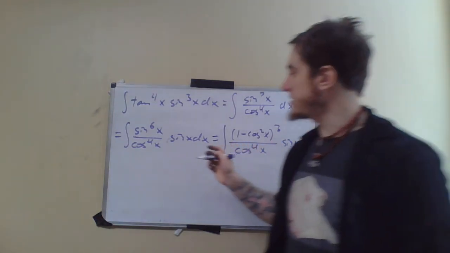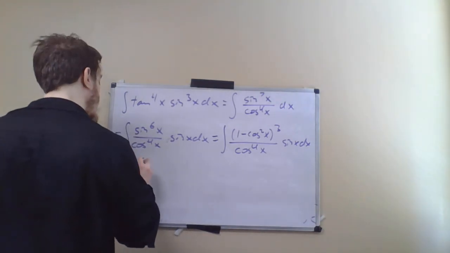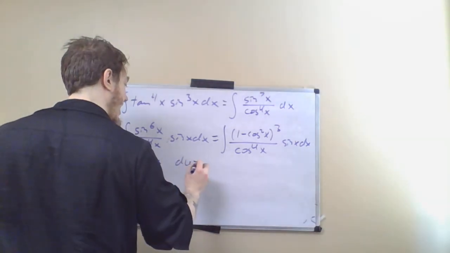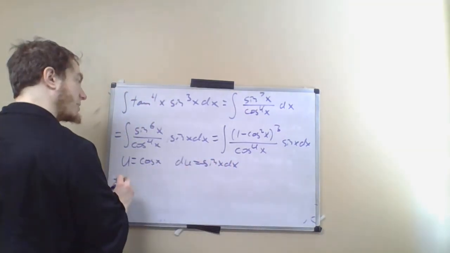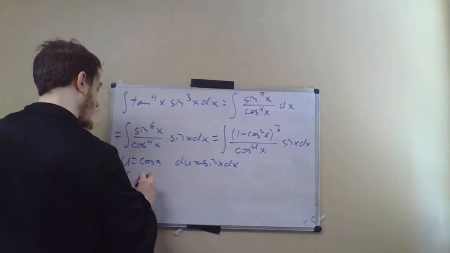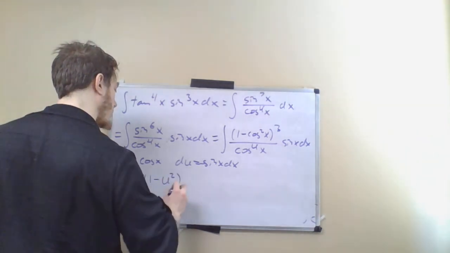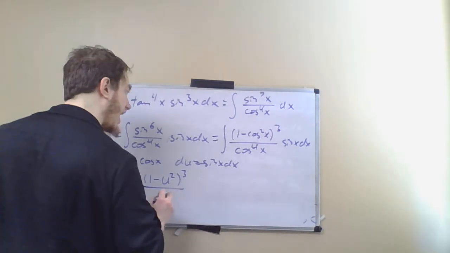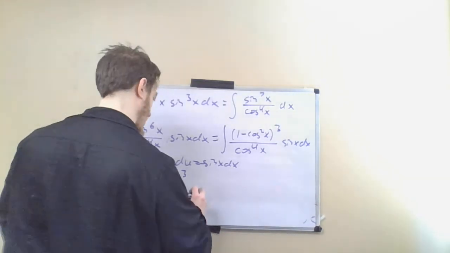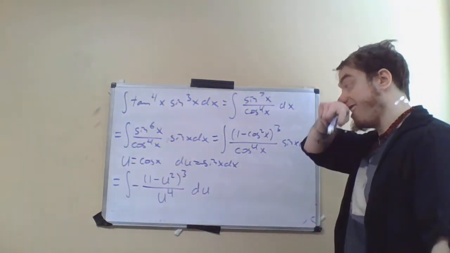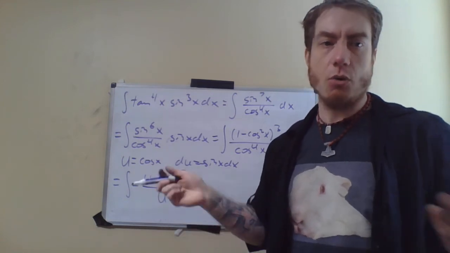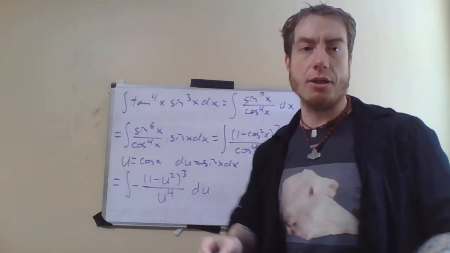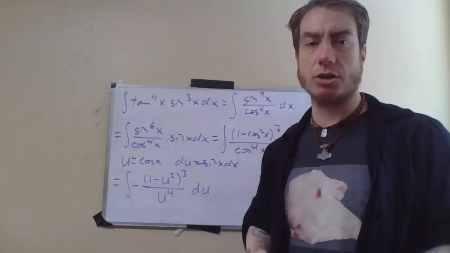Hopefully you're able to notice that at this point I can take u to be equal to cosine x, and then du is negative sine x dx. Therefore, this becomes the integral of negative (1 minus u squared) cubed divided by u to the fourth du. And now this is, well, it's not basic, but we can turn this into something almost like a polynomial. It's not quite a polynomial, but it's somewhat similar to a polynomial.